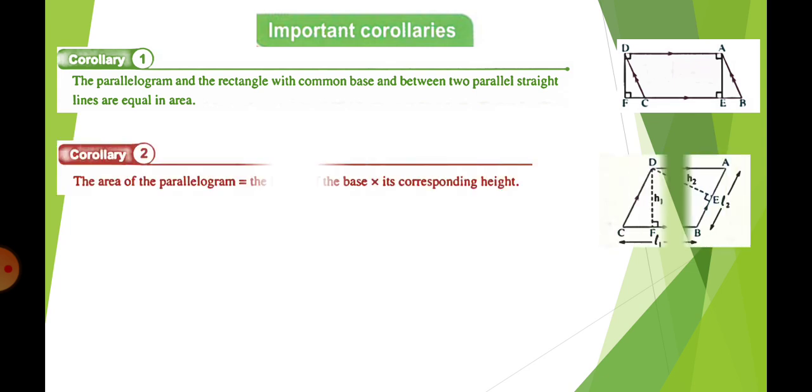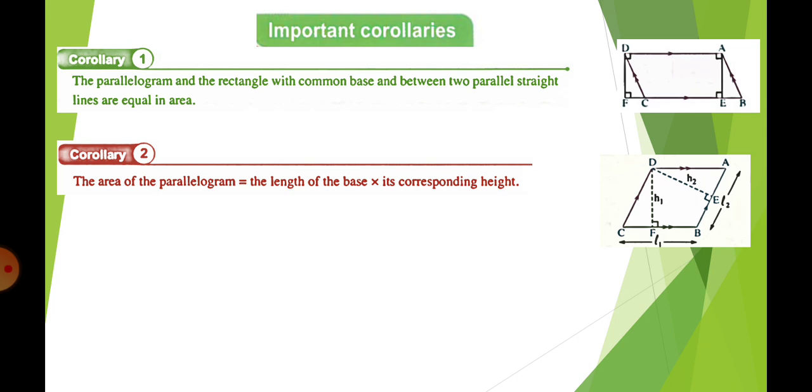We know area of rectangle equals length times width. Then we can say area of parallelogram equals the length of the base times the corresponding height. Here, the parallelogram which has two bases, then it has two heights. Each base has a corresponding height. Then the area of parallelogram equals the length of the base times the corresponding height.